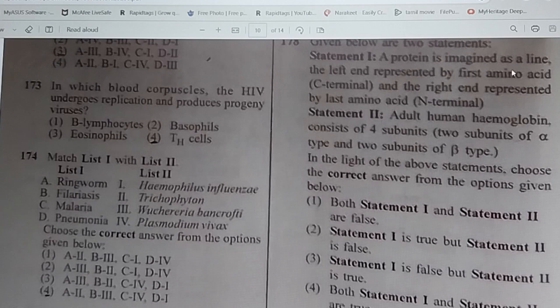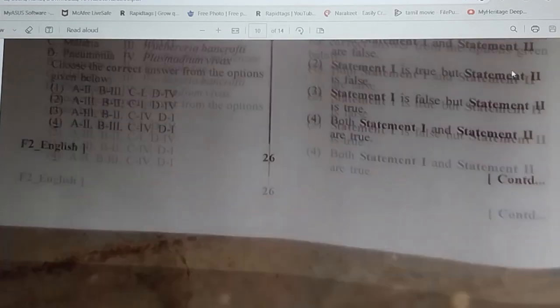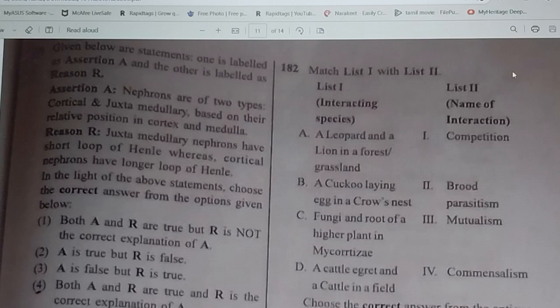A protein is imagined as a line, the left end represented by first amino acid, C terminal, and the right end represents the last amino acid, N terminal, is false statement. Statement 2. Adult human hemoglobin consists of 4 subunits, alpha 2, beta 2, is correct. So statement 1 is false and statement 2 is correct. That is answer 3. 179. Assertion. Nephrons are of two types, cortical and medullary nephron, correct statement. And reason, medullary nephron have shorter loop of Henle whereas cortical have long, is wrong. So A is correct, R is wrong.